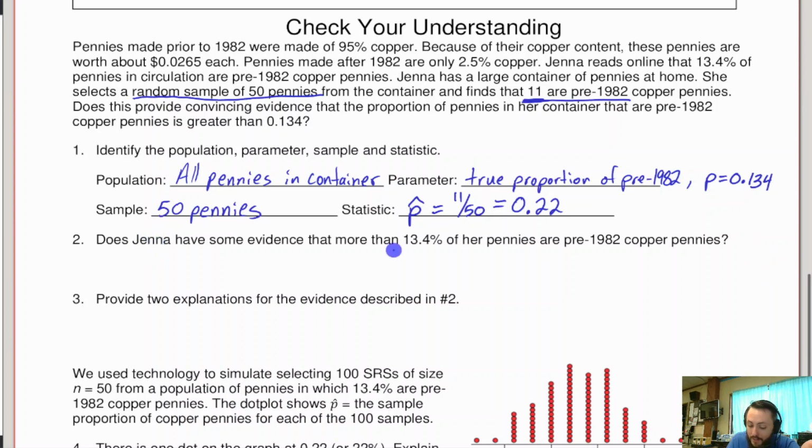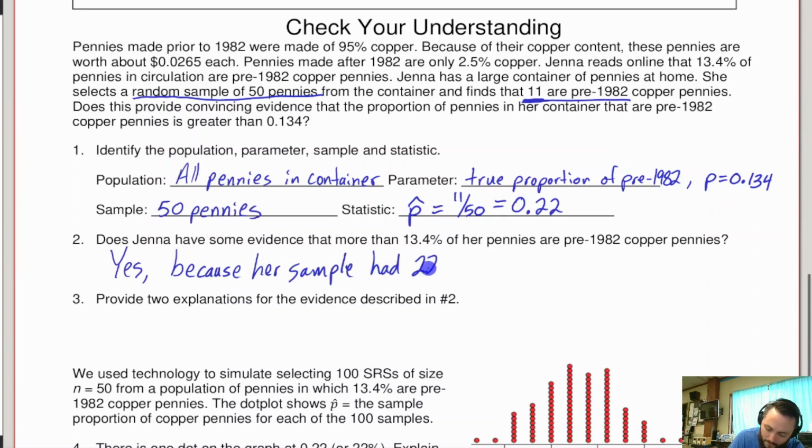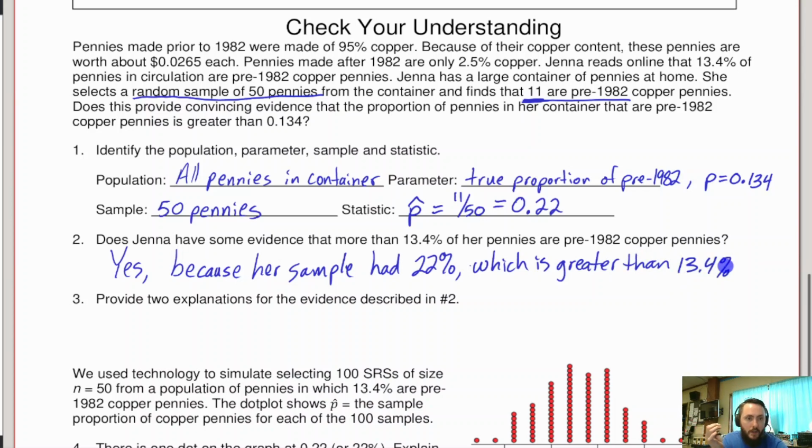Now, does Jenna have some evidence that more than 13.4% of her pennies are pre-1982 copper pennies? Yeah, she has some evidence. Yes, because her sample is greater than 13.4, so there's some hint that it might be. So the sample had 22 percent, which is greater than 13.4%.